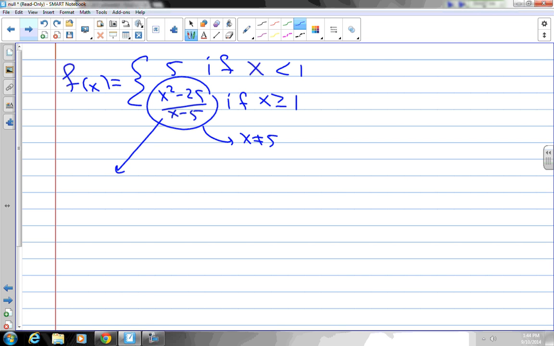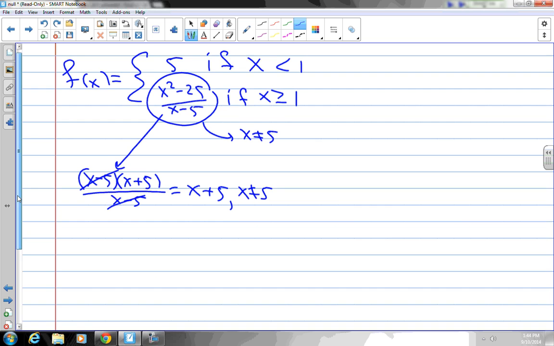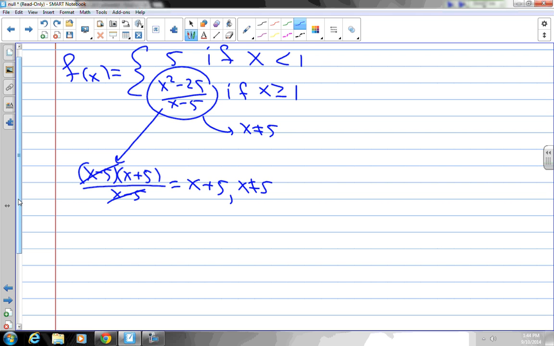Now, we can simplify this portion. Do you agree with that? It is x minus 5, x plus 5 over x minus 5. The numerator factors. So the x minus 5's cancel, so that becomes just x plus 5, but then keep in mind that x cannot equal 5. Right? But I can still sketch the graph of this function. It's going to look something like that.